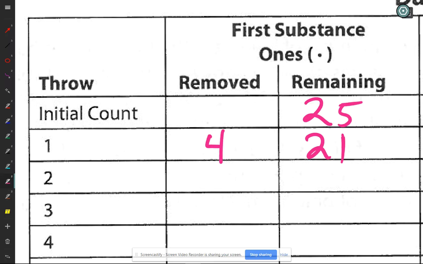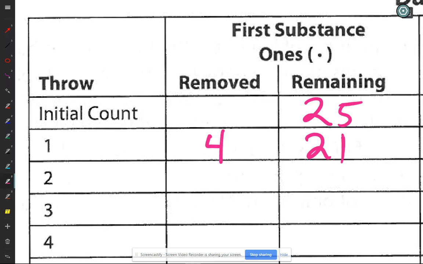Now those 4 removed, I just set aside. If I had taken out the 2s, I would have taken out about 8 that time. Statistics don't mean a lot with a small number. 25 is enough that it will work out. But if we did this with 25,000, it would work much better. It's just, this wouldn't be a short lab in that case.